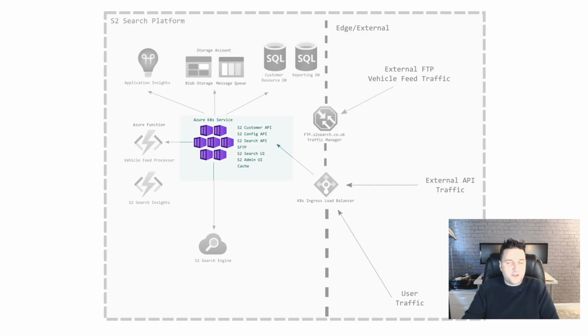Let's move on to the next one. This one here is the heart of the system. This is the AKS instance, which is Azure Kubernetes Service. This is what powers all the APIs and all the UIs. It's got a cache built into it as well, and it also manages the SFTP data that comes in. So essentially this is the heart of the system.